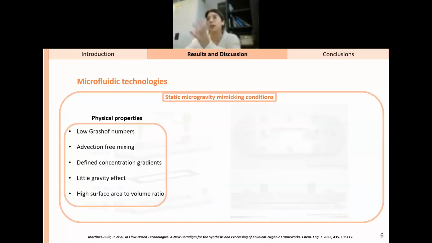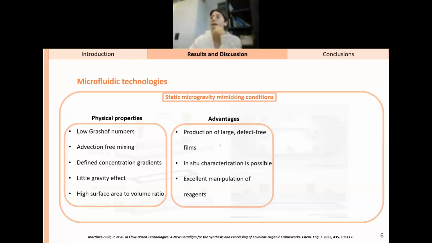And I would like to mention a little bit the physical properties of that. So this device works with low Grashof numbers. It allows you to work in advection premixing. You can obtain these defined concentration gradients. You have this little gravity effect. And also you have this high surface area to volume ratio. So this allows you, as an advantage, to produce these large defect-free films. Because of that window, you can also characterize the reaction in situ, and you can also manipulate the reagents while filling the chamber.